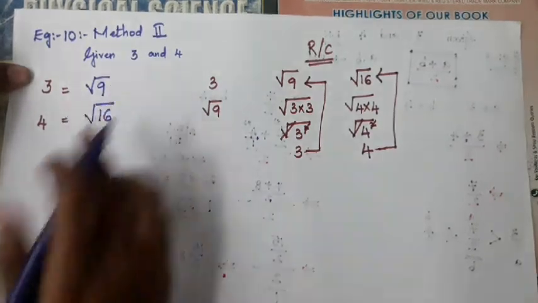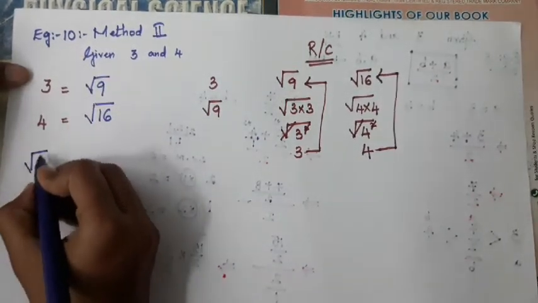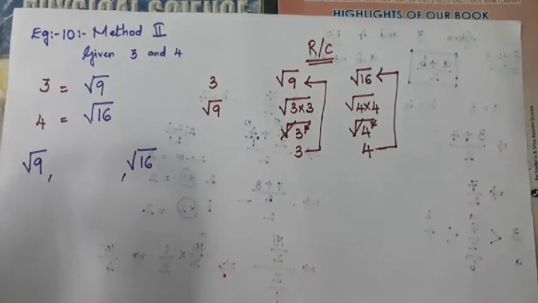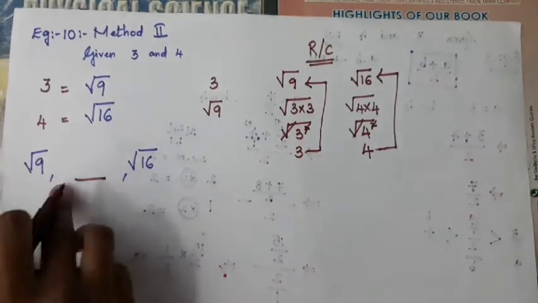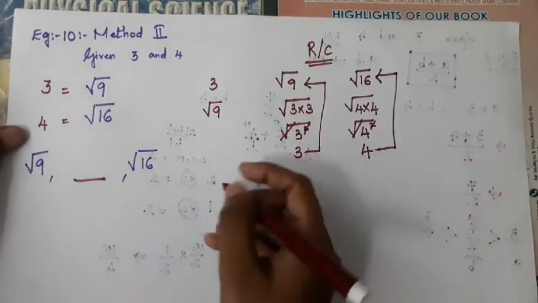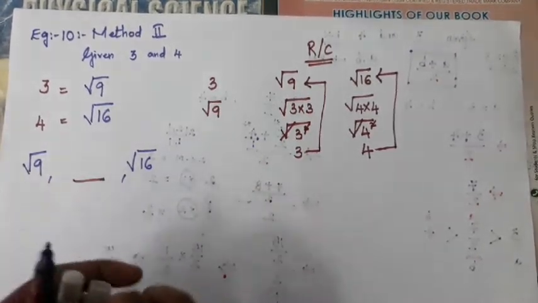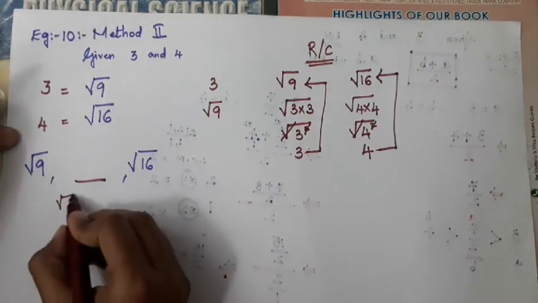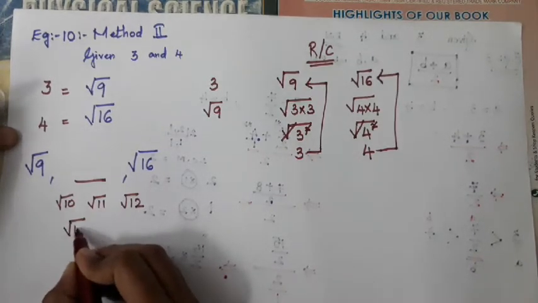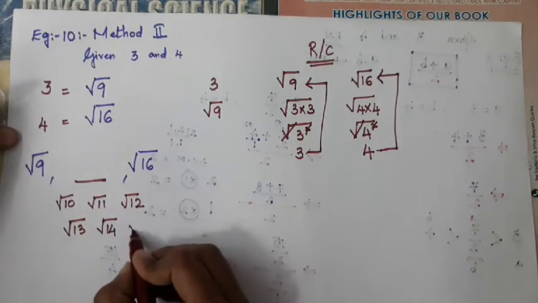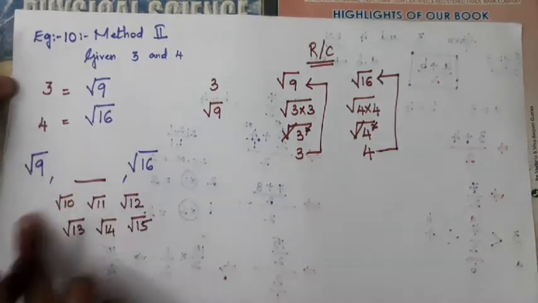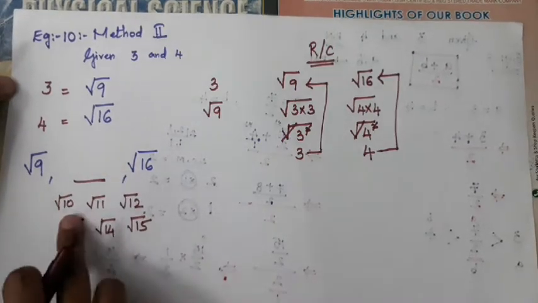What they are saying is we have to insert a number. See, between root 9 and root 16 we have to insert one irrational number. How many numbers can we substitute? We can substitute root 10, root 11, root 12, root 13, root 14, root 15. So 6 numbers we can substitute. Select any one number and write it in between.